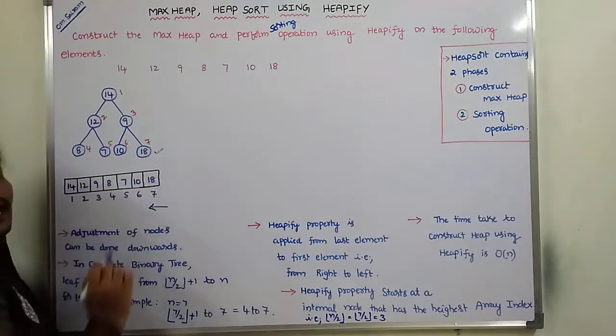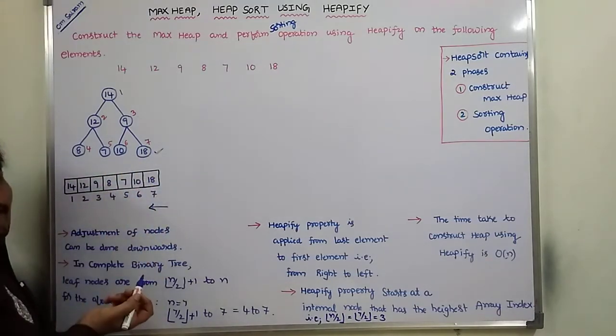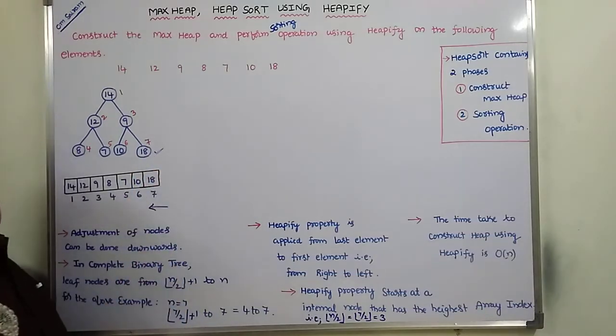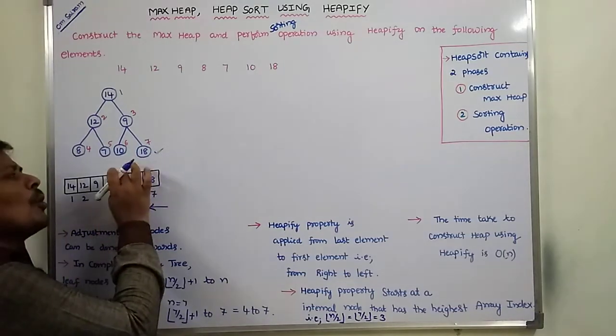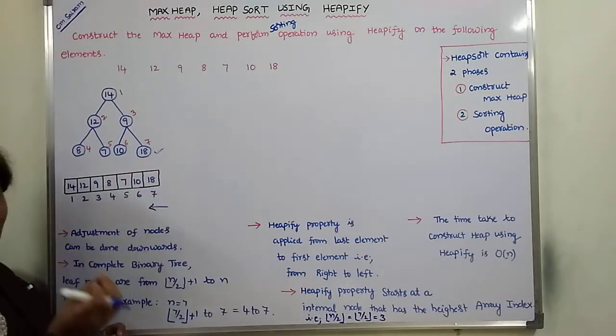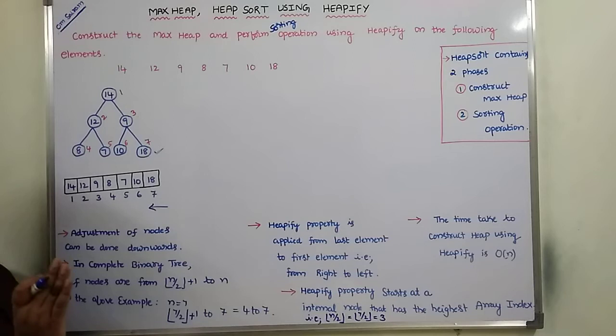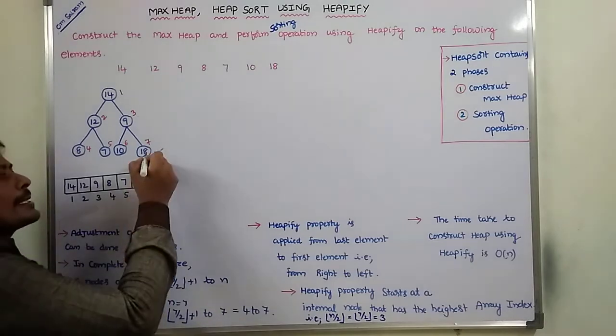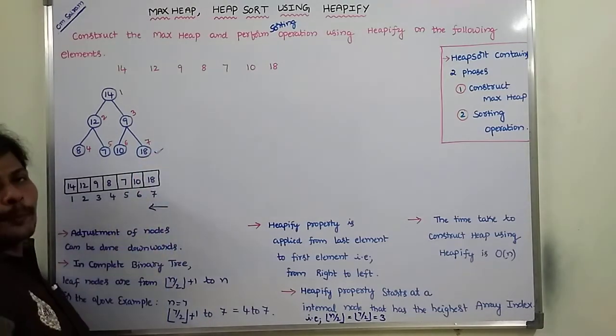Does 18 have any children? There are no children. Every leaf node satisfies the maximum heap property because there are no children. What is the max heap property? Every parent node is greater than its children's node values. For this node there are no children, so it satisfies the maximum heap property.